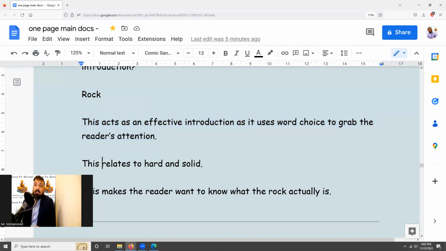So I'll just say this word, and you can even put in "rock" if you want to be very specific. This word, "rock," relates to hard and solid. And this makes the reader want to know what the rock actually is. Okay, we just ask a very simple question, which you as a reader will have or may have when you read the text. That's all you have to do.